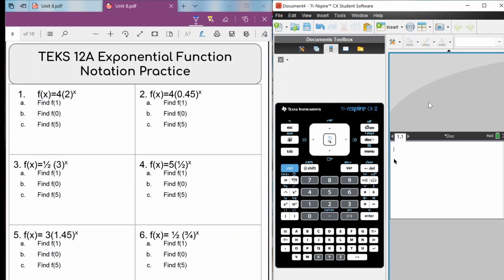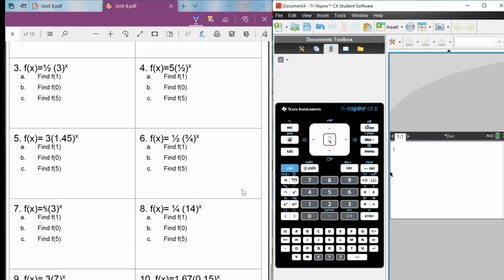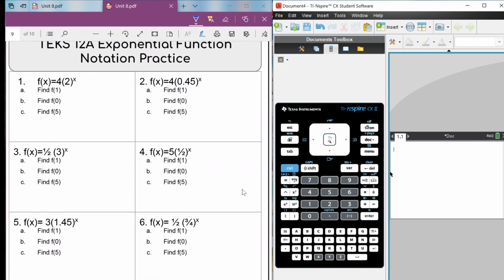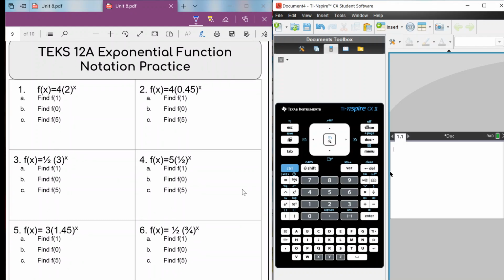So I'm going to do number 1 and number 2 with you, and then you're going to do number 3 through 10 on your own. So let's look at number 1. In number 1, it says find f of 1. So f of 1 means we're going to plug in 1 for x. So this is going to be 4 times 2 to the 1 power.